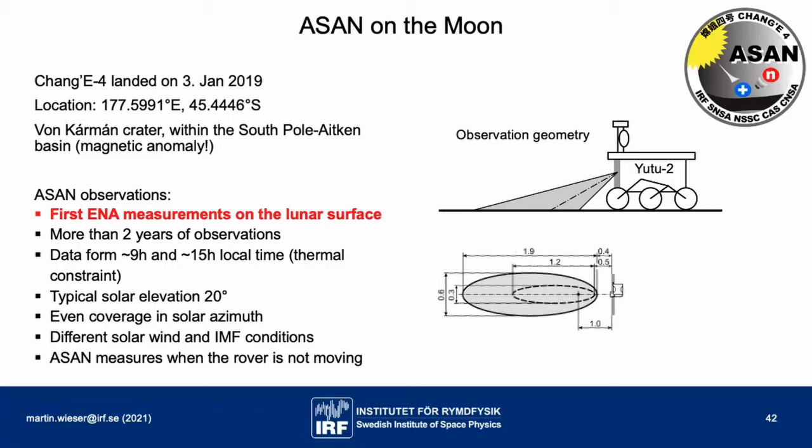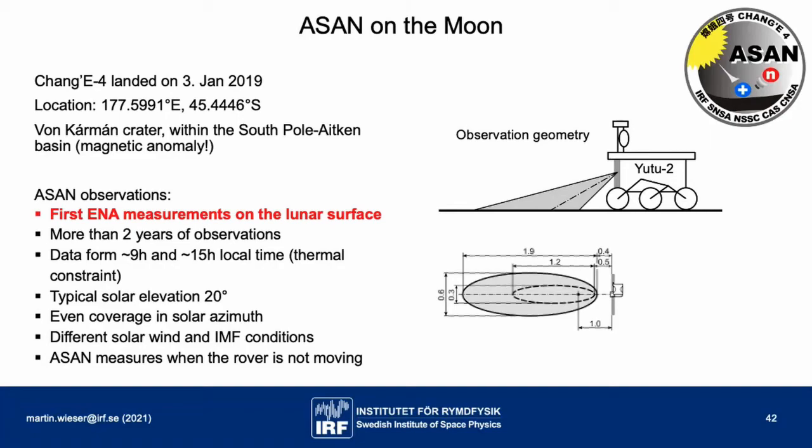Chang'e 4 landed on the 3rd of January on the far side of the moon, which was in itself a first, as it is the first lander on the far side. It landed in the Von Karman crater, which is in the South Pole-Aitken Basin, which contains the magnetic anomaly I was describing just before.